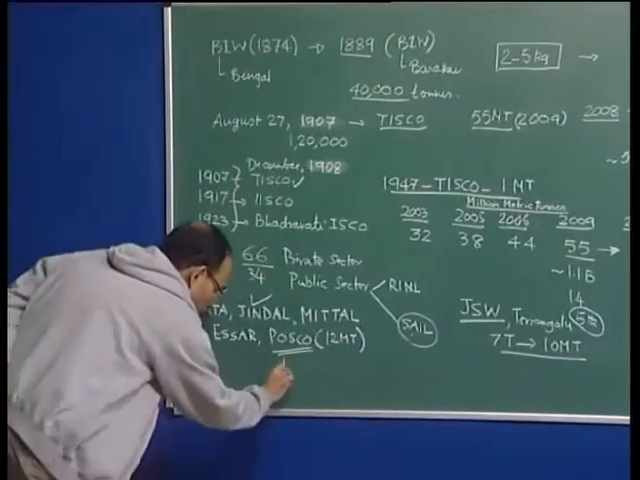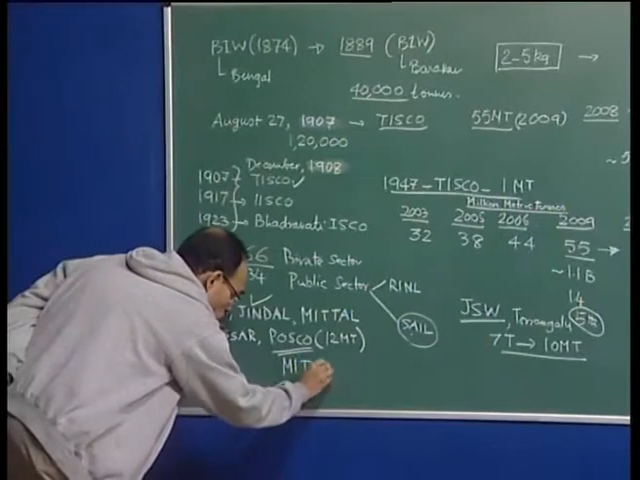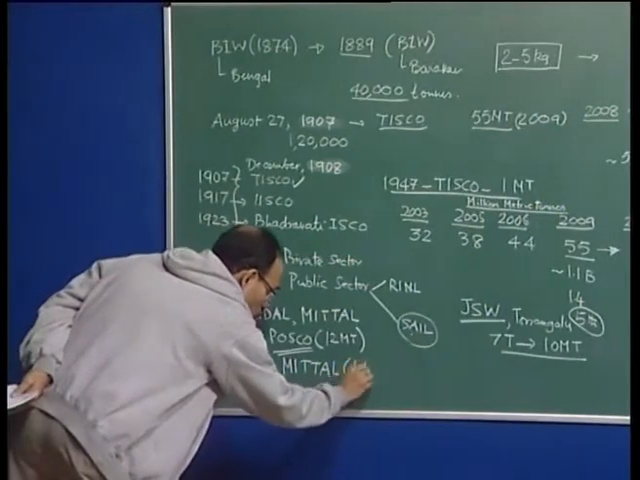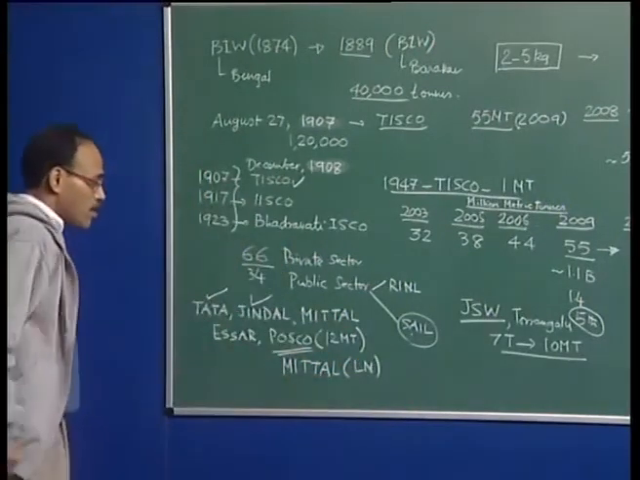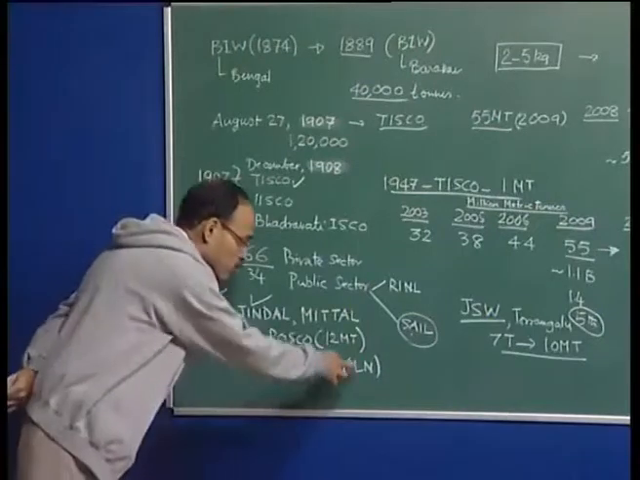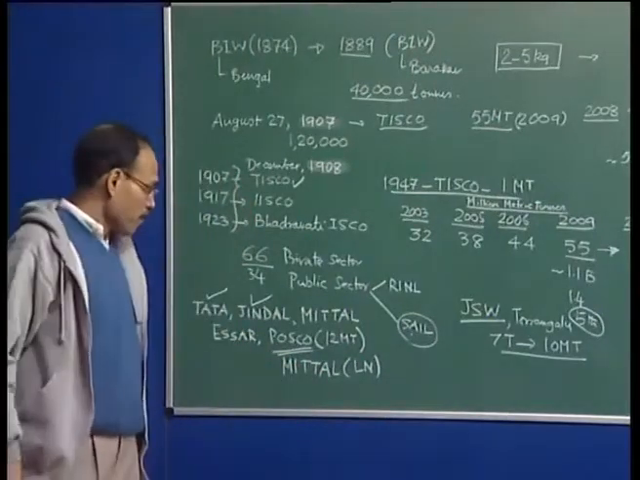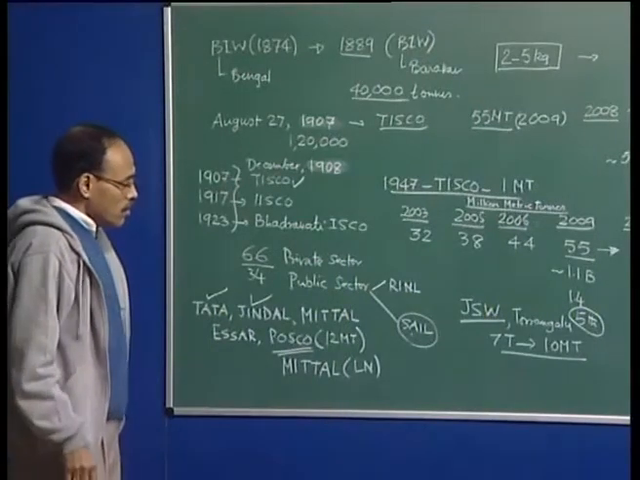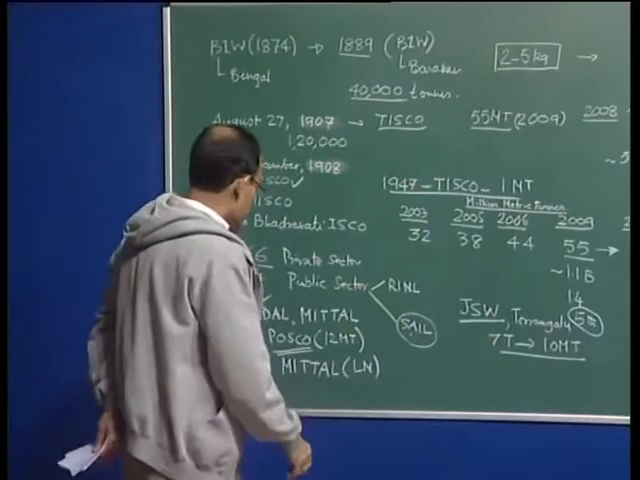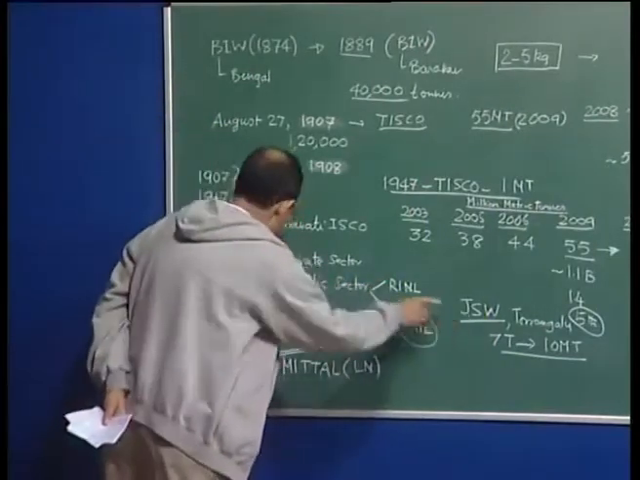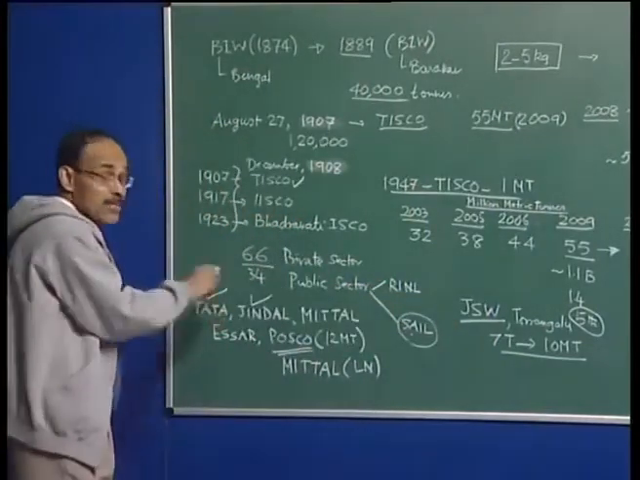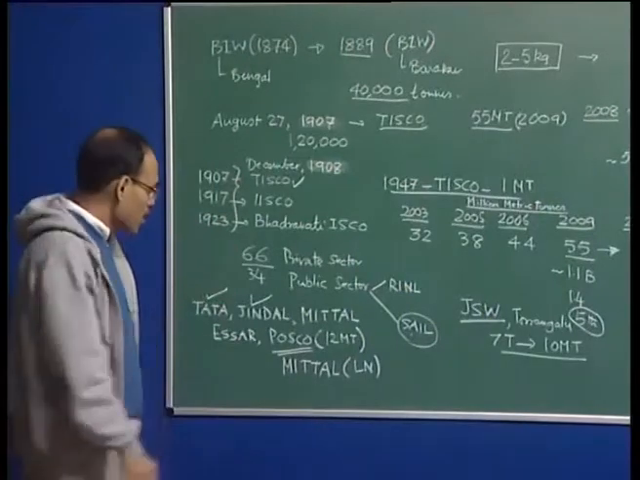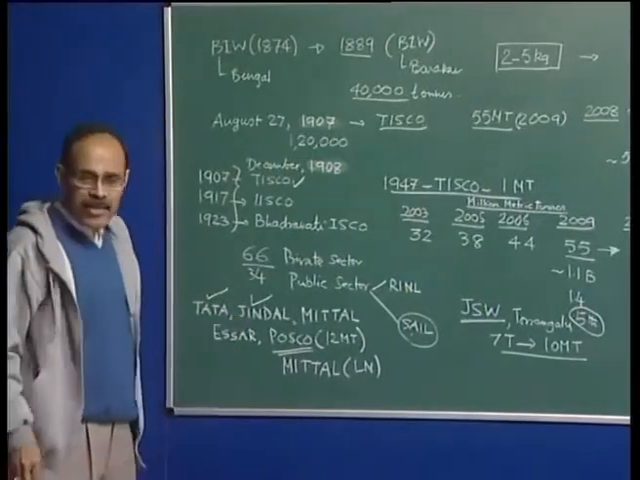Mittals are also the future players. This is the LN Mittal group, ArcelorMittal group. Actually, they are also planning to set up plants somewhere in the Jharkhand district. So the Jindals, as I have mentioned, and Tatas are planning for expansion elsewhere also beyond Jamshedpur. Similarly, Jindals are also looking for expansion elsewhere.